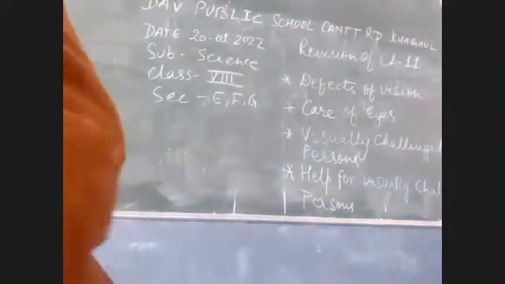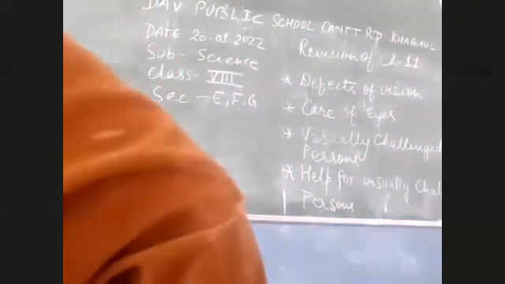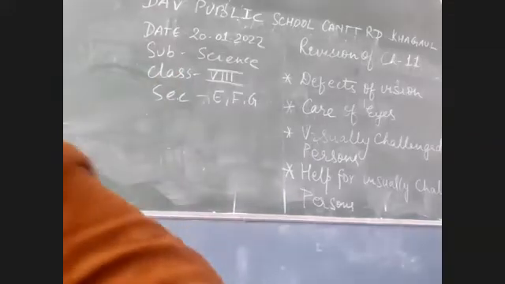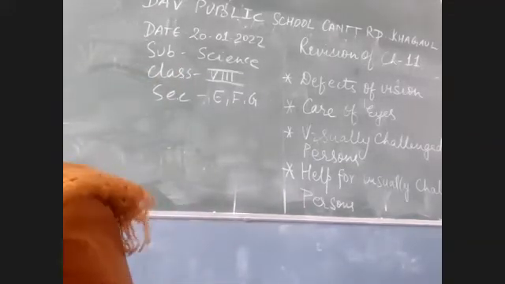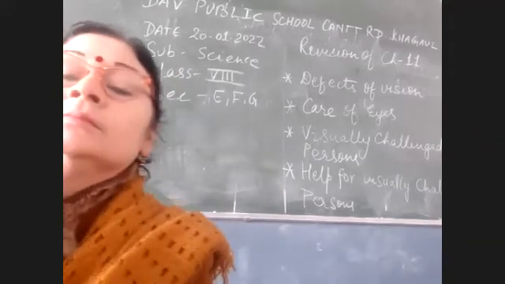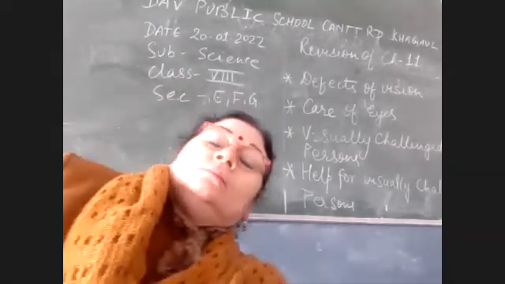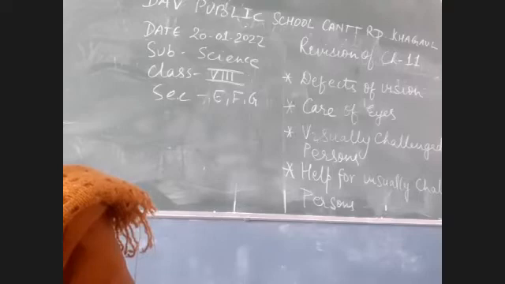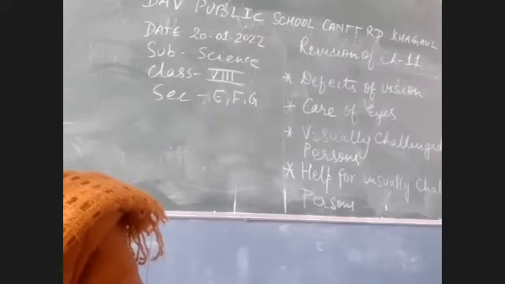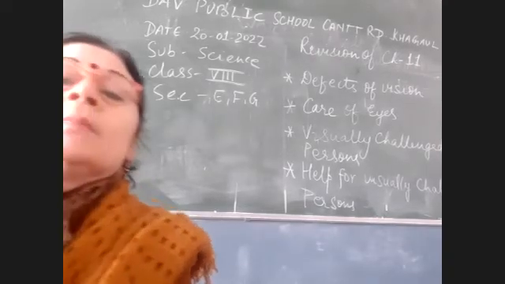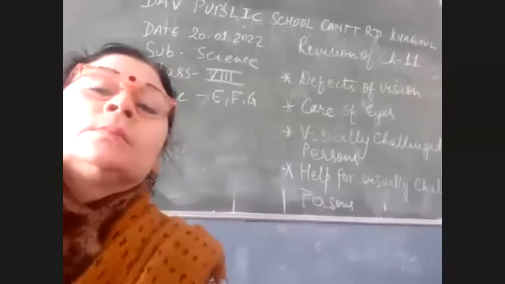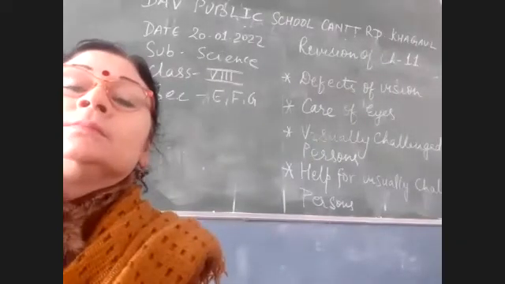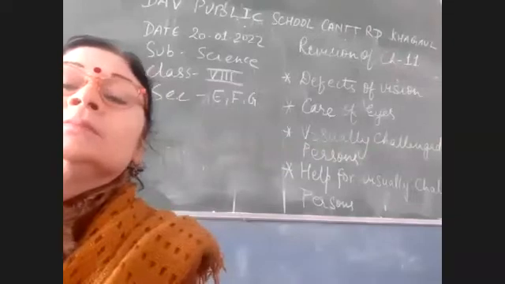Yes, ma'am. Myopia is a defect due to which the eye is not able to see distant objects clearly. In such situations, the arriving light from distant objects gets converged in front of the retina. This defect may arise due to two reasons. First, excess curvature of the cornea, and second, the elongation of the eyeball.